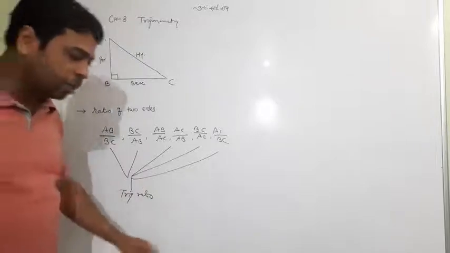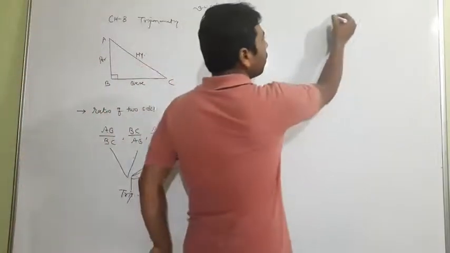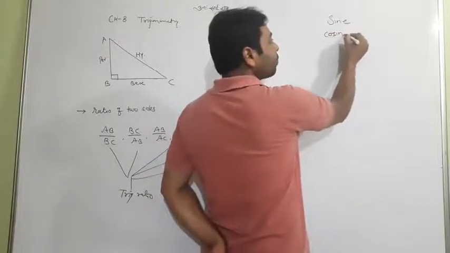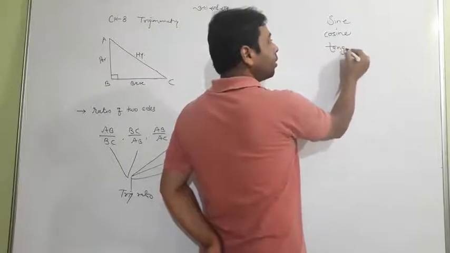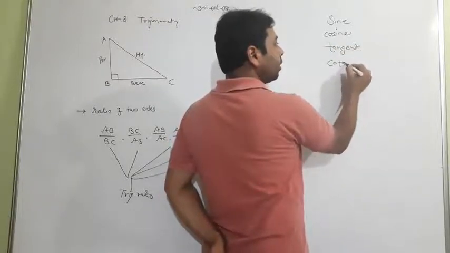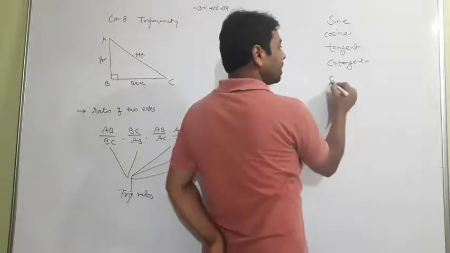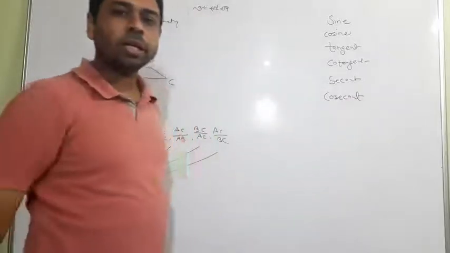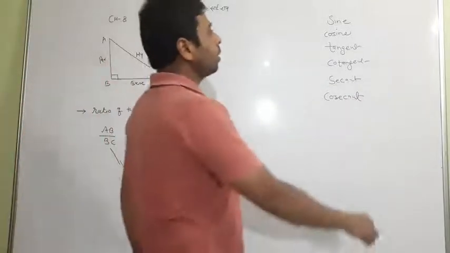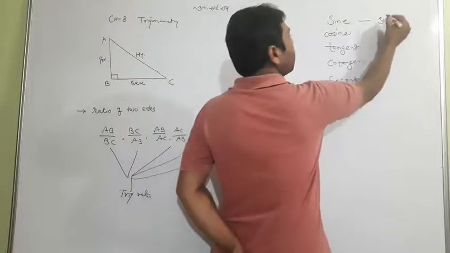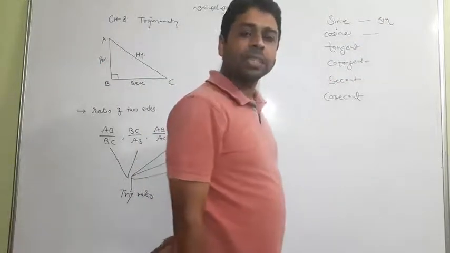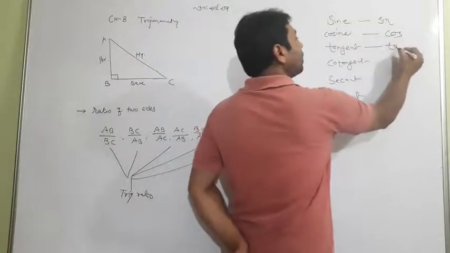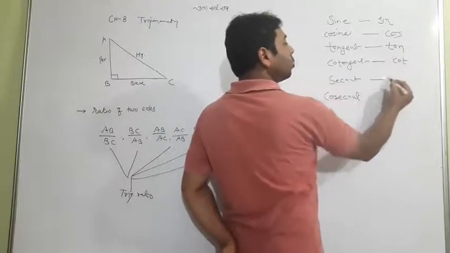And these names, you will hear for the first time: sine, cosine, tangent, cotangent, secant and cosecant. These are the full names. In short, this ratio is called sine. Don't read it as sin, it is sine. It is shortly called cos. It is shortly called tan. It is shortly called cot. It is shortly called sec.